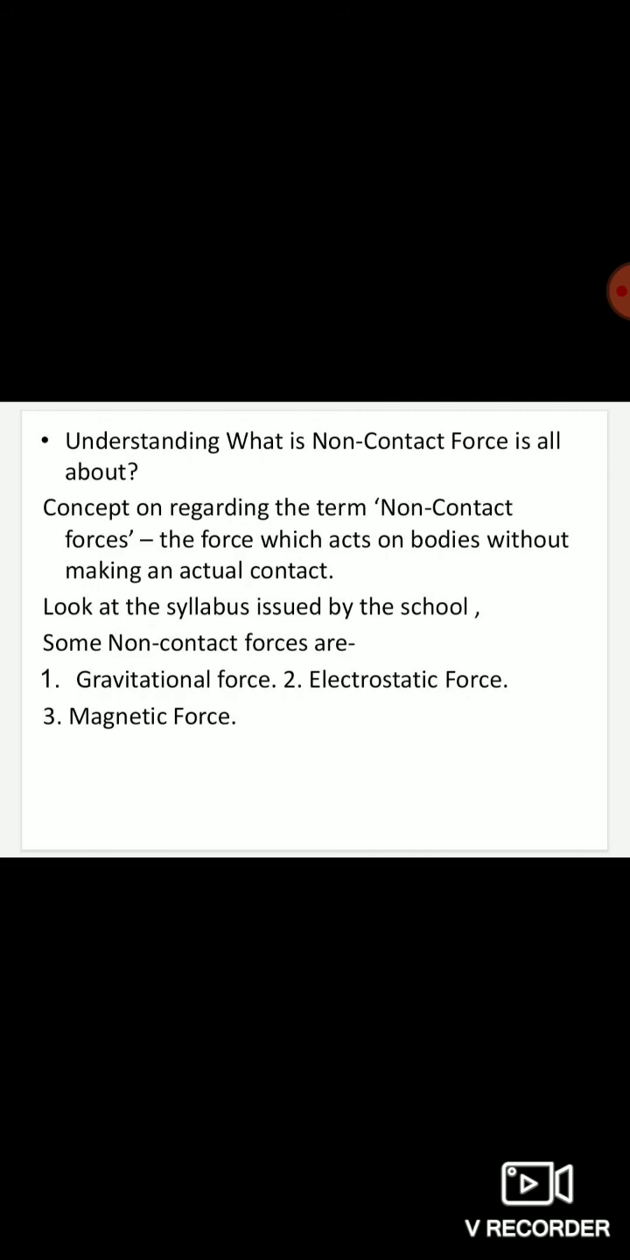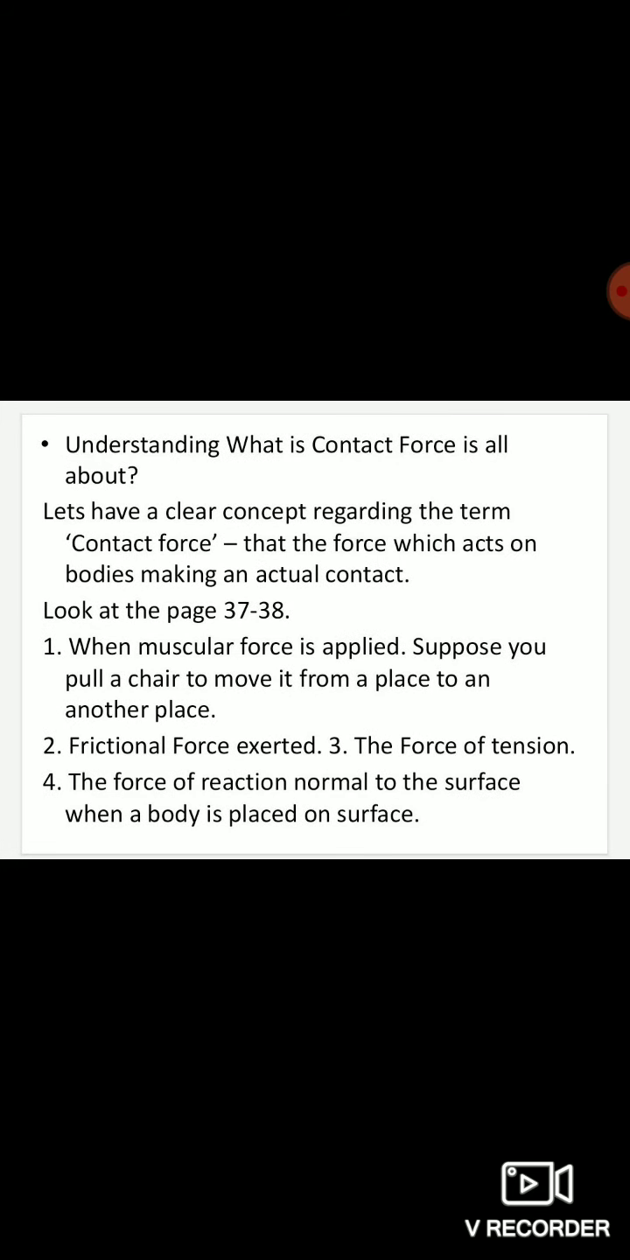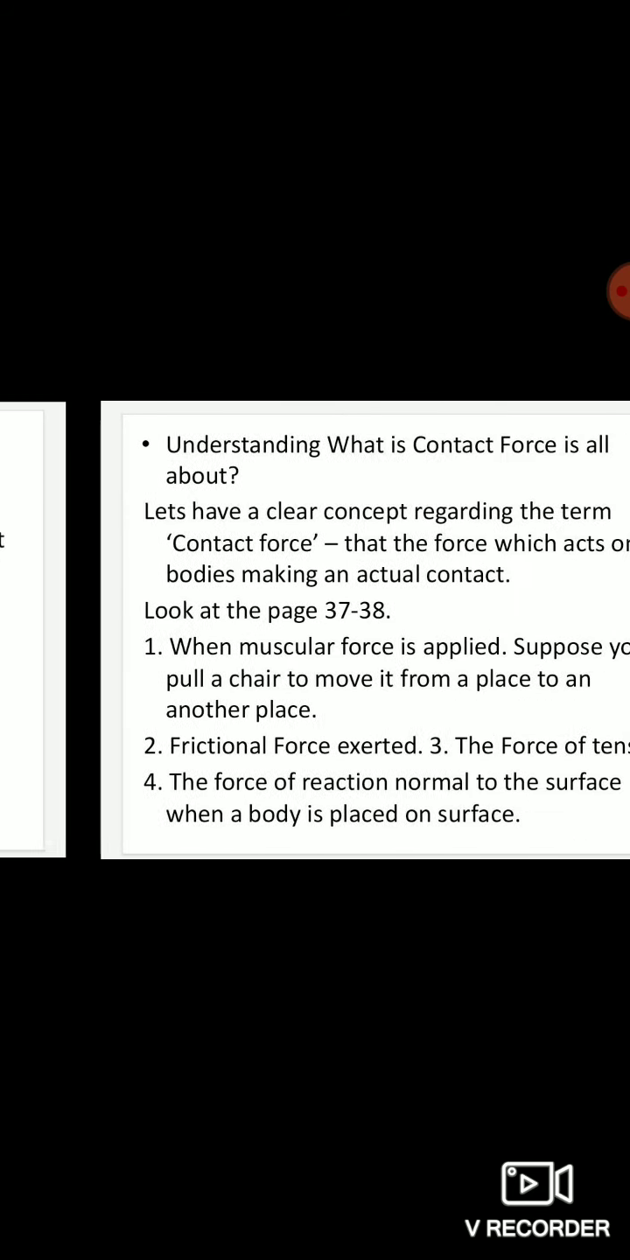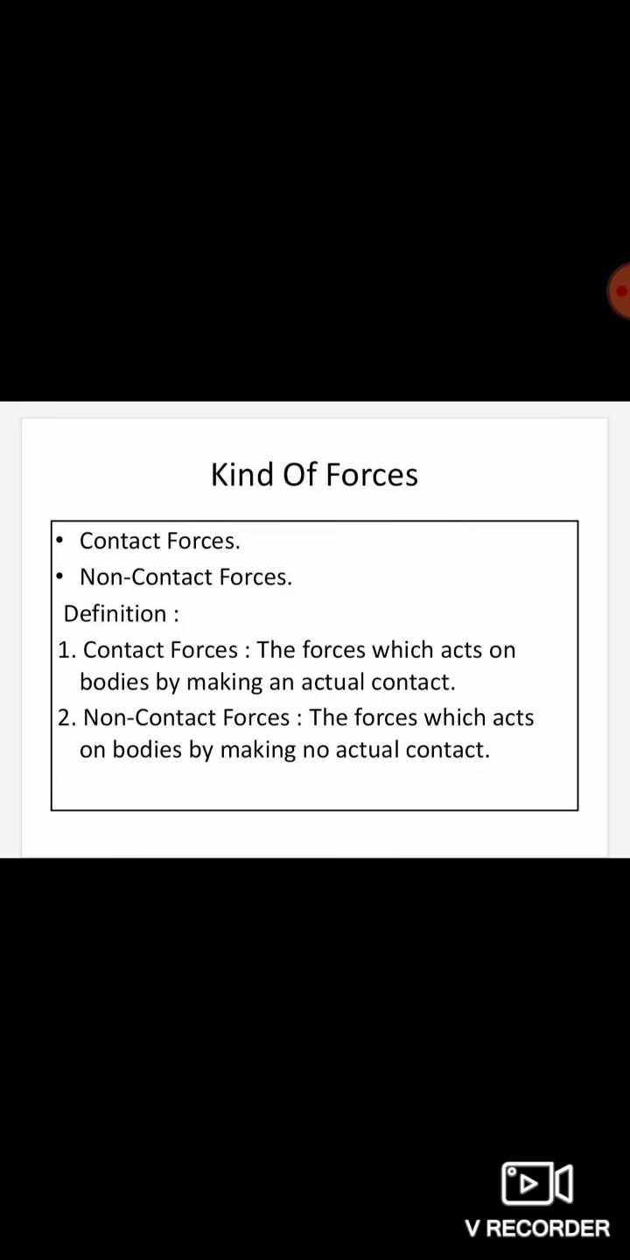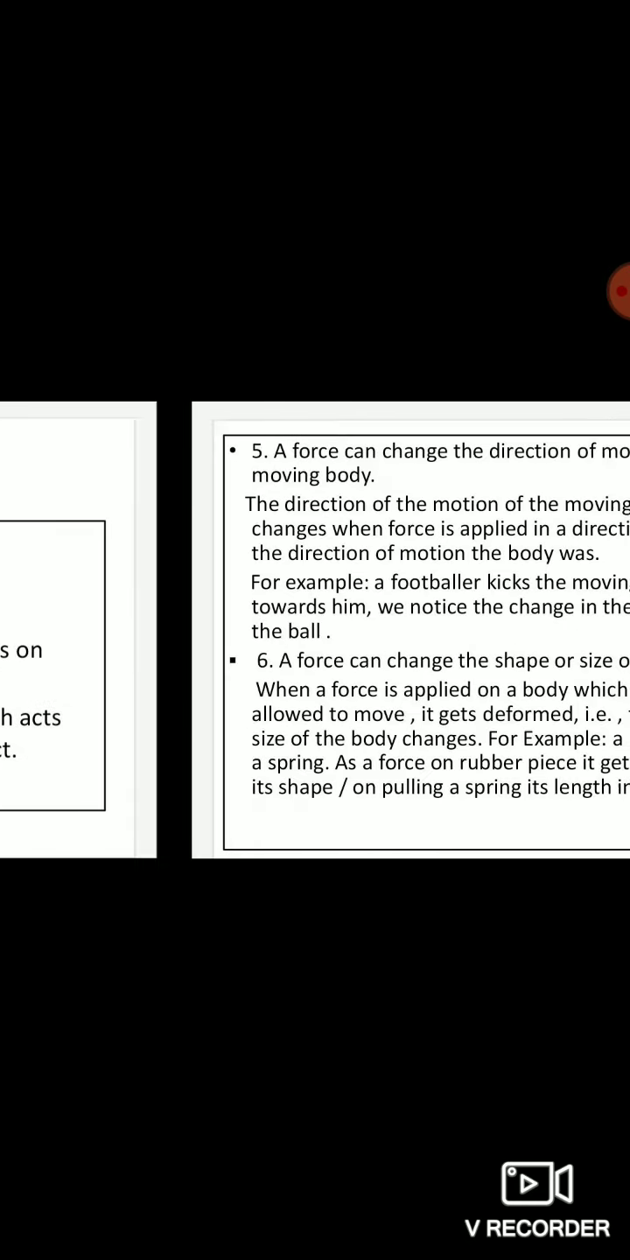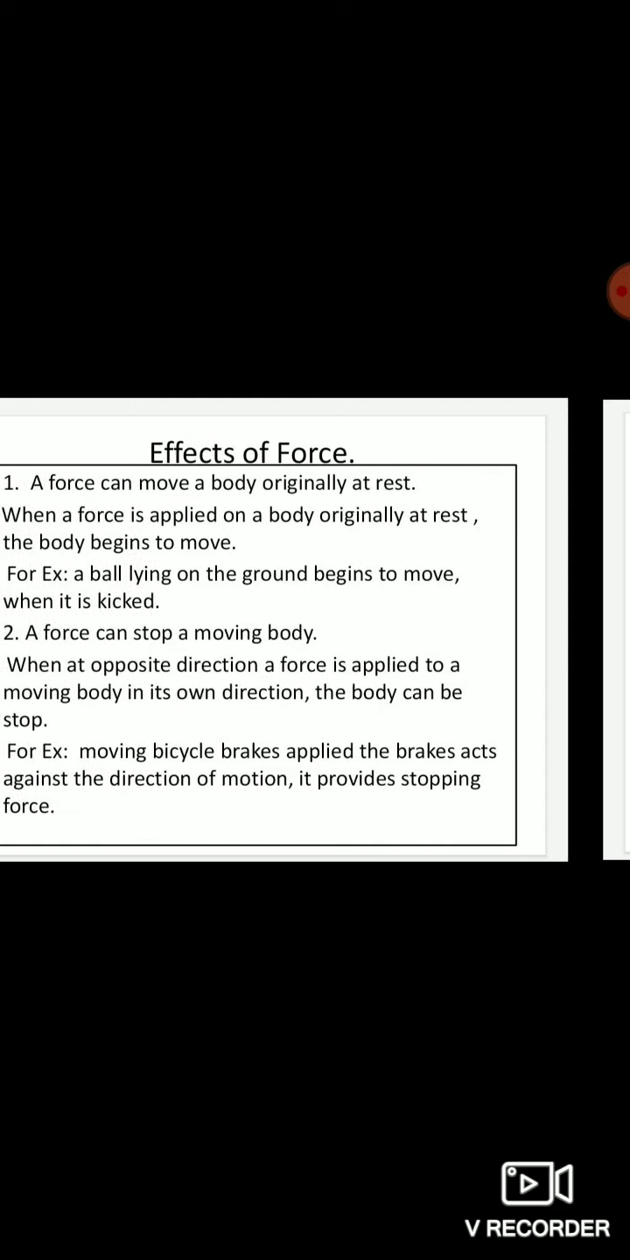Basically, children, you have to learn the contact force because up to that portion the contact force is coming. I hope you will go through the chapter and learn the kinds of forces, the effects of force, and what force is all about.